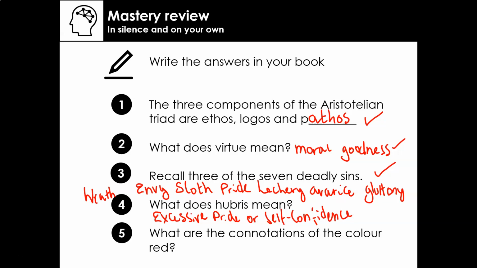And finally, the colour red, we said, could have multiple connotations. So these are the ideas that we might associate with a colour. Red can have connotations of danger, but it can also have connotations of love. How many more did you come up with?